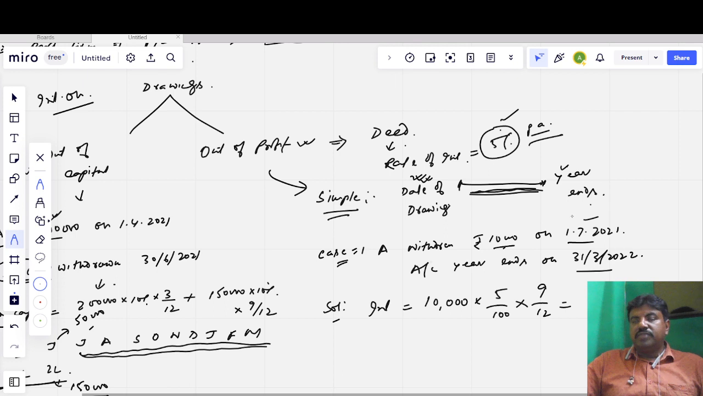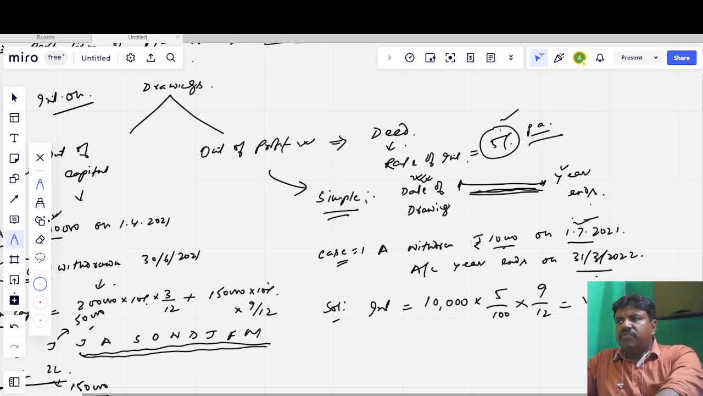From the date of drawing to the year end, that is the time you have to consider, and interest is to be calculated for that time period. As you see in this case, the amount was withdrawn on 1st July and there to 31st March. So it is for 9 months. So interest is calculated for 9 months. So you will get the amount here.